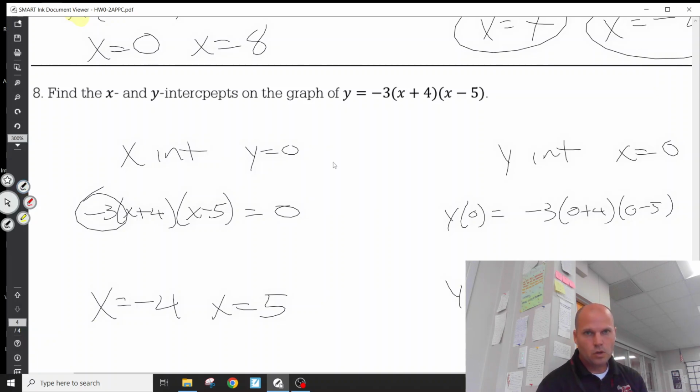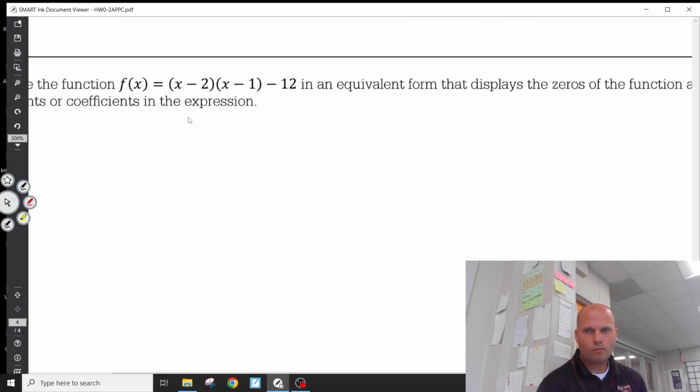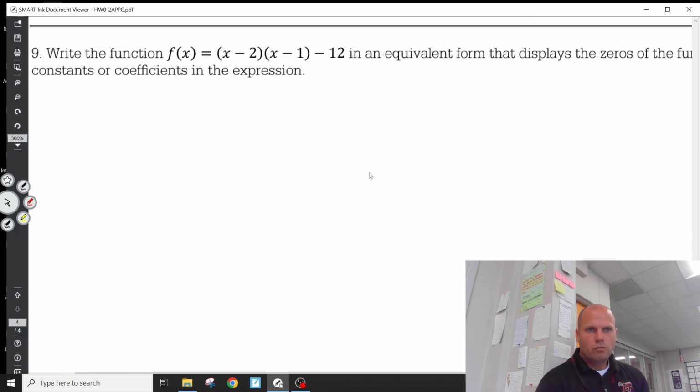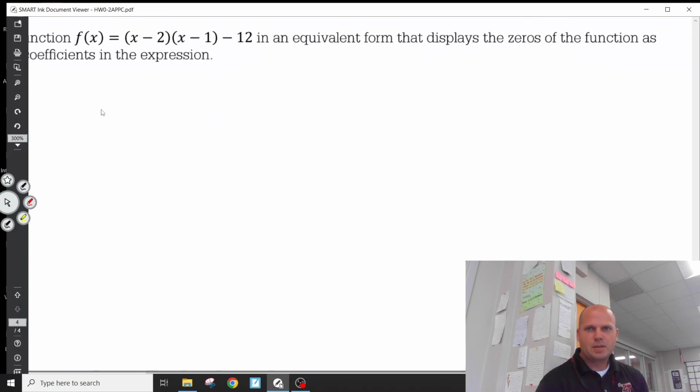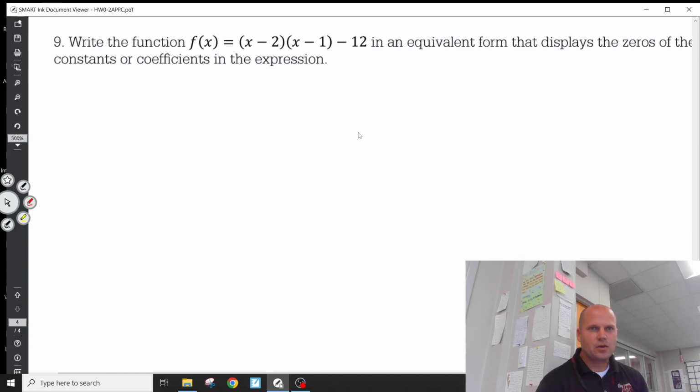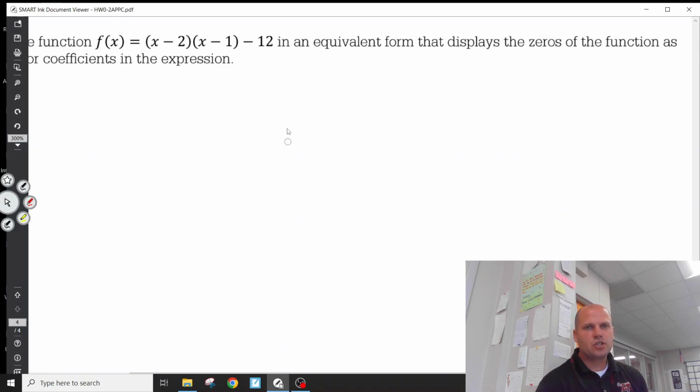Cool. Write the function in an equivalent form that displays the zeros of the function as a constant or coefficients in the expression. This is a long way to say, yo, if I asked you to solve this equation or like find the zeros, what would you do? It's a long way to say like, what's an equivalent form that displays the zeros? You're going to see this actually on your test, this very type of question.